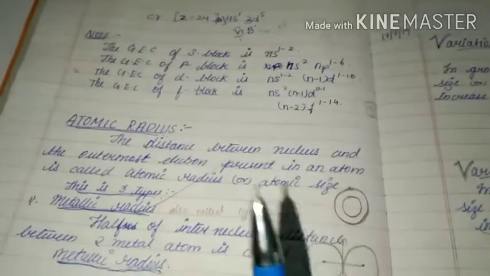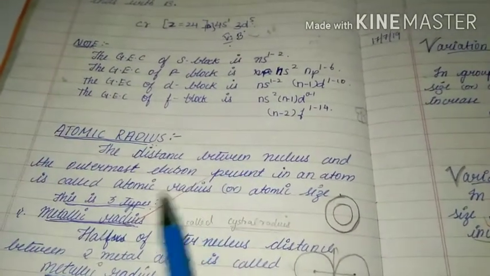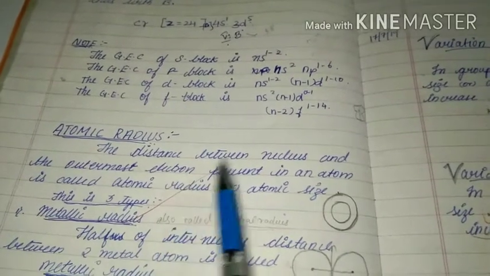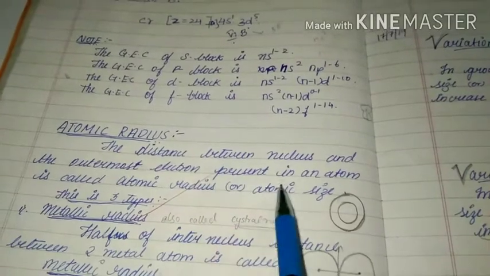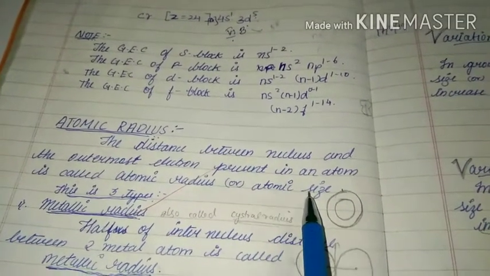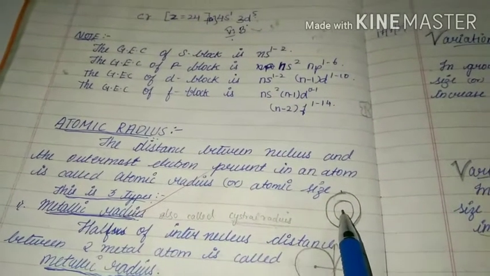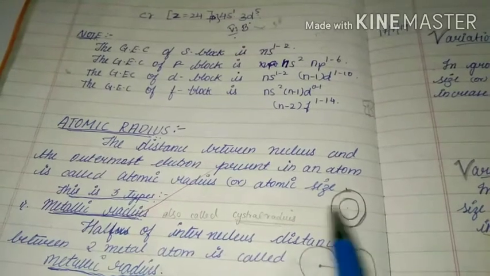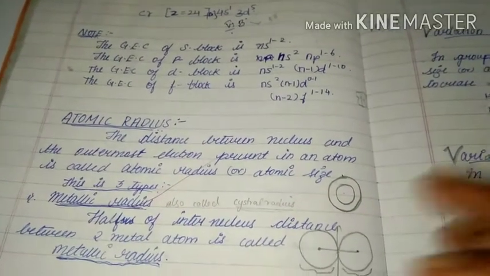Next, atomic radius. We already discussed this in 10th class. What is the definition? The distance between the nucleus and the outermost electron present in an atom is called atomic radius. This is also called atomic size. Distance between what? Nucleus, that means the center point, and the electron present in the outermost orbit. That distance only is considered as atomic size or atomic radius.